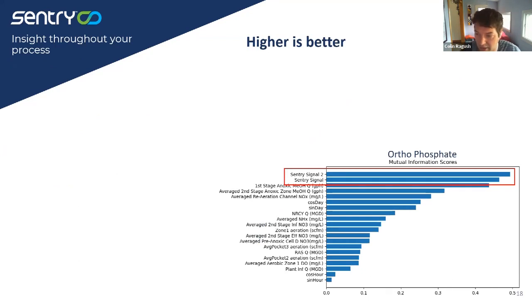As I said, for mutual information, XY is the same as YX. So I wanted to flip it around and further strengthen my case of why bio-electrode data such as Sentry data is so useful. The first one here is orthophosphate. So all these parameters looking at the mutual information they have with orthophosphate. And we find that Sentry signal was the strongest parameter we have, or feature, I should say, for mutual information.